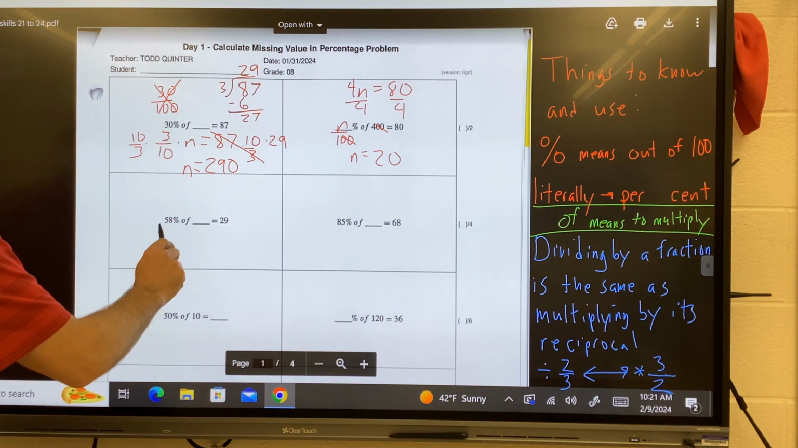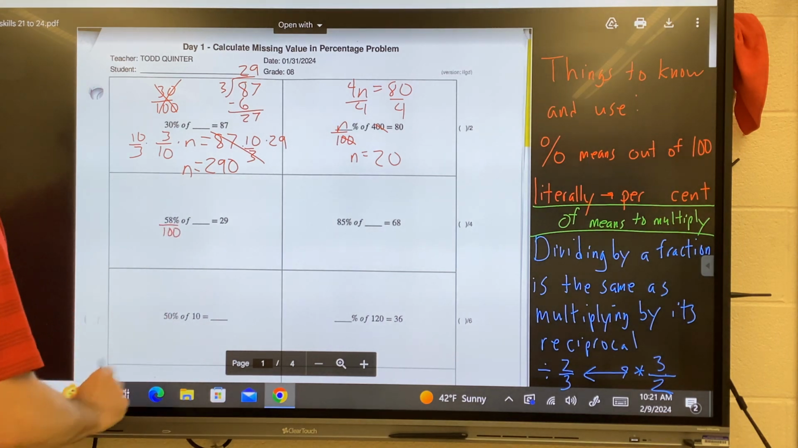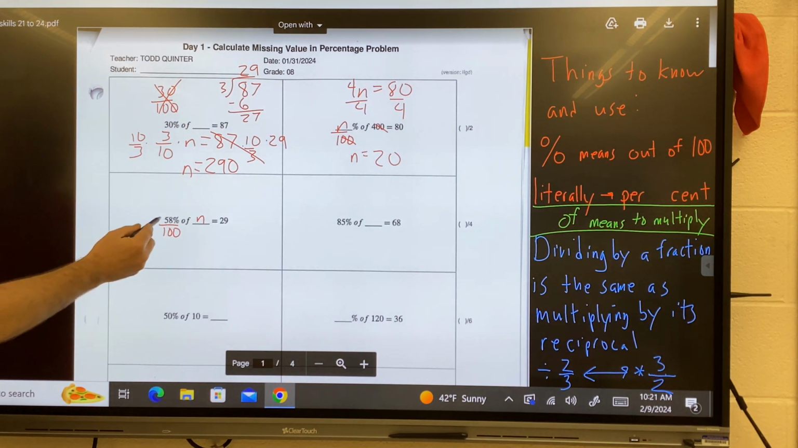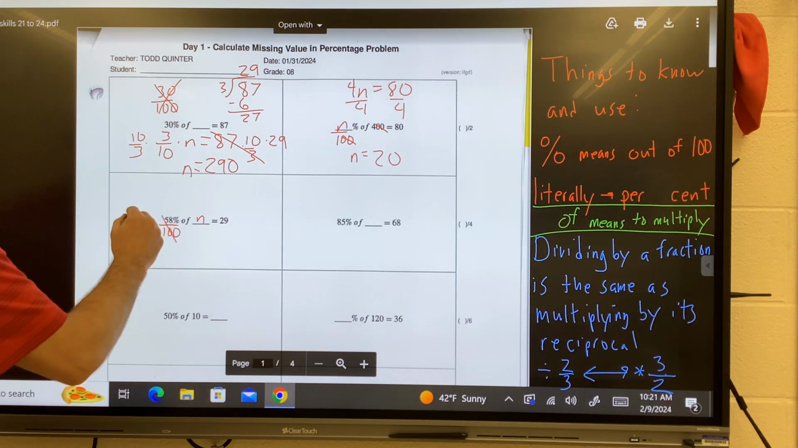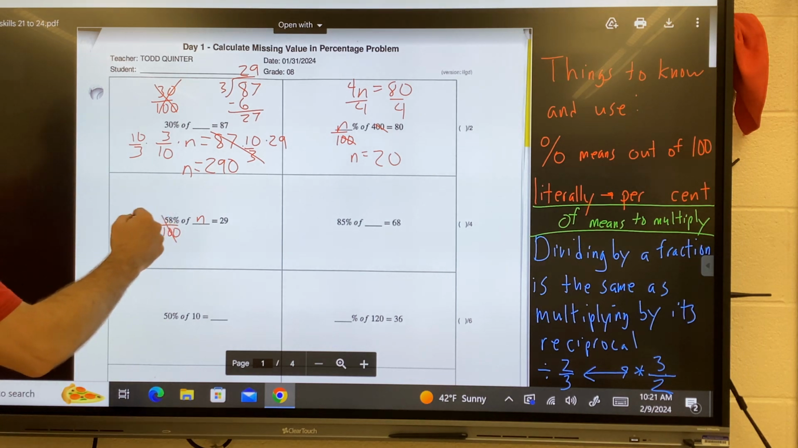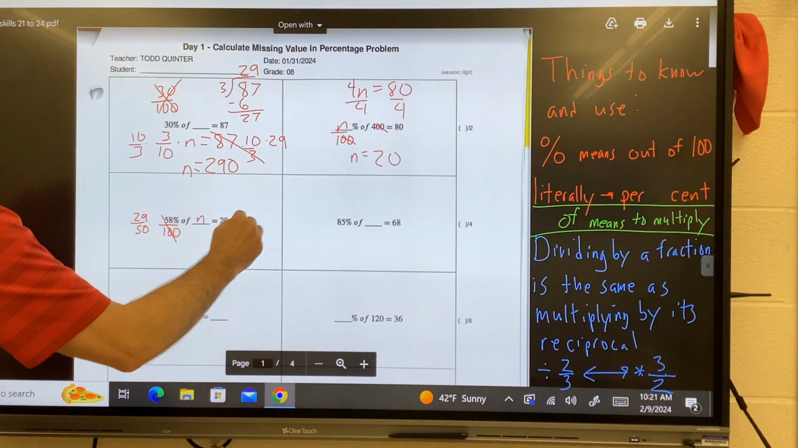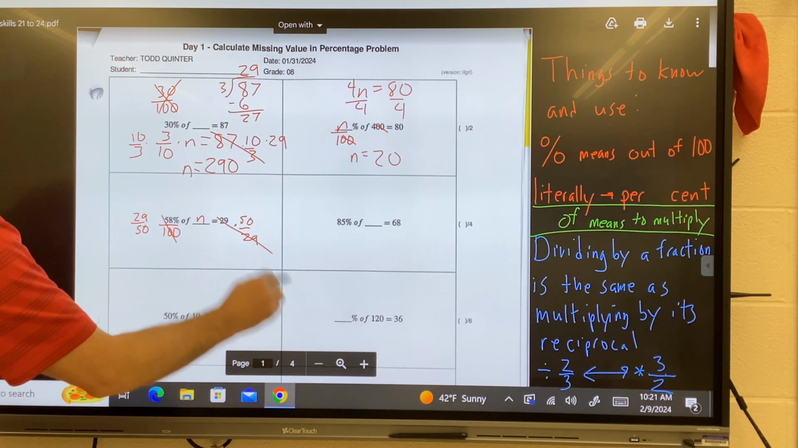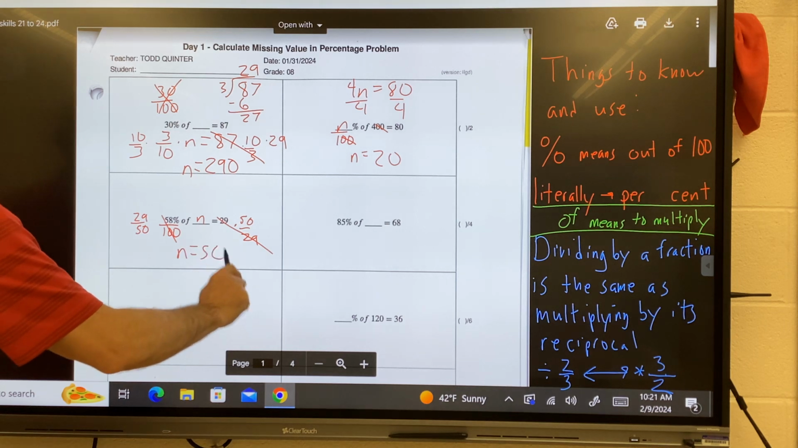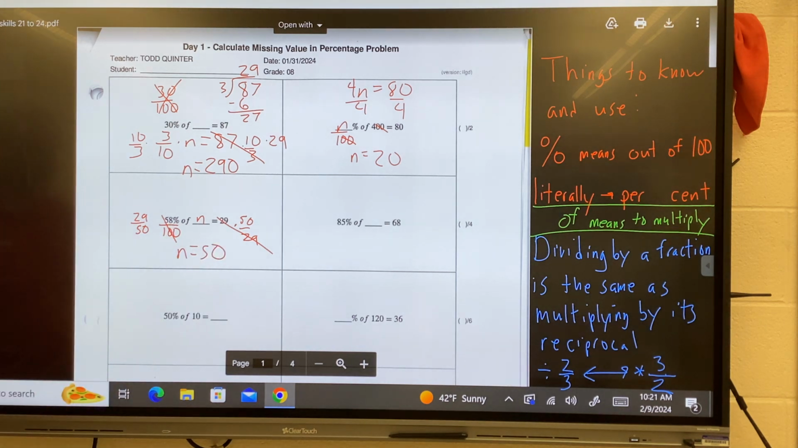Same idea here. I'm going to think of 58 over 100. And if I want to simplify this, I can. I don't necessarily have to, but I know both of these are even, so we can divide by 2. So I could have 29 over 50. And to get rid of that fraction, multiply by the reciprocal. And what's nice, the 29s cancel each other out, so we know that n is going to be 50. So 58% of 50 is 29.